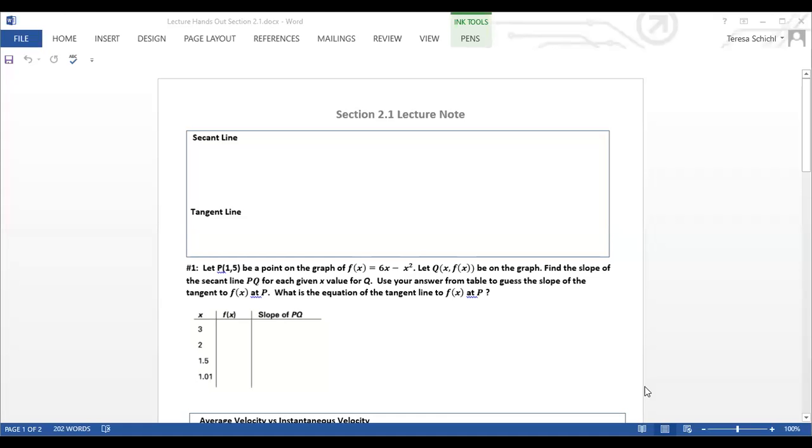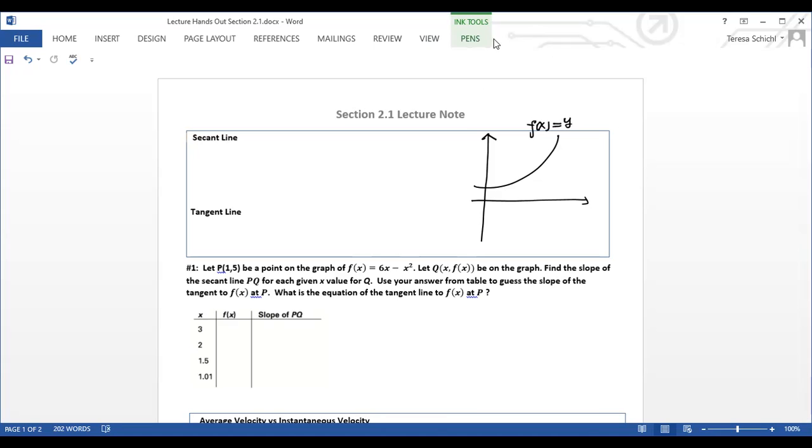Okay, so this is our lecture notes. The first thing we want to do is define what a secant line is. First, let me draw the graph, and then we can write out the definitions. So here I have a curve. We call this f of x, or you can say this is y equals f of x.